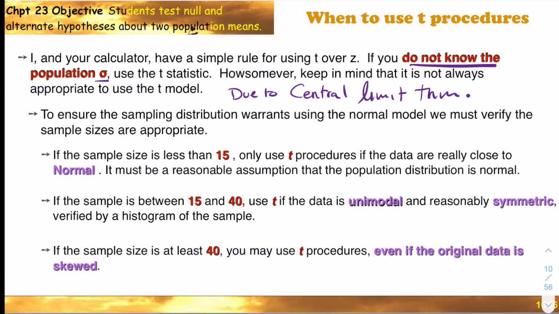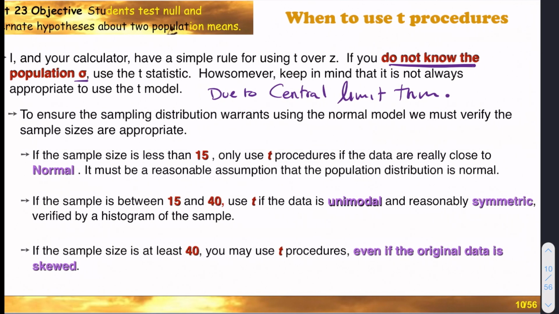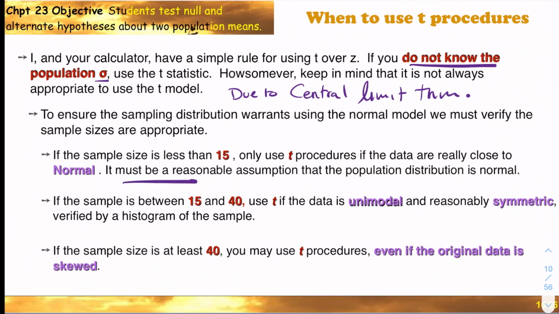To ensure a sampling distribution warrants using the normal model, we must verify the sample sizes are appropriate. So I want you to get used to the numbers 15 and 40. If the sample size is less than 15, only use t procedures if the data are really close to normal. It must be a reasonable assumption that the population distribution is normal. If your sample is between 15 and 40, use t if the data is unimodal and reasonably symmetric, and you can verify this by a histogram of your sample.